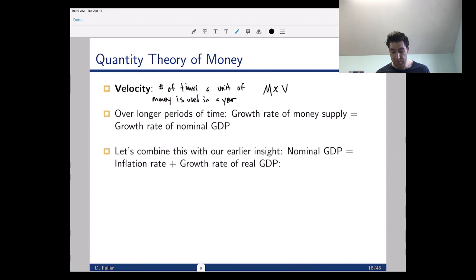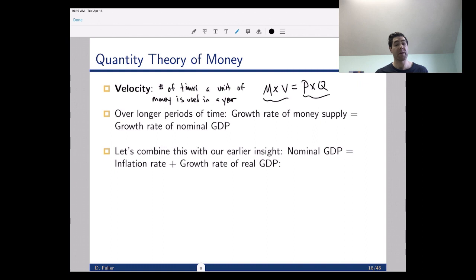Now that should be equal to the total amount of stuff that we produced in our economy, which is nominal GDP. The price times the quantity. That's the total dollar value of things produced. Should match with the total dollar value of money that exchanged hands in transactions. And so that's kind of the basis of this quantity theory of money.